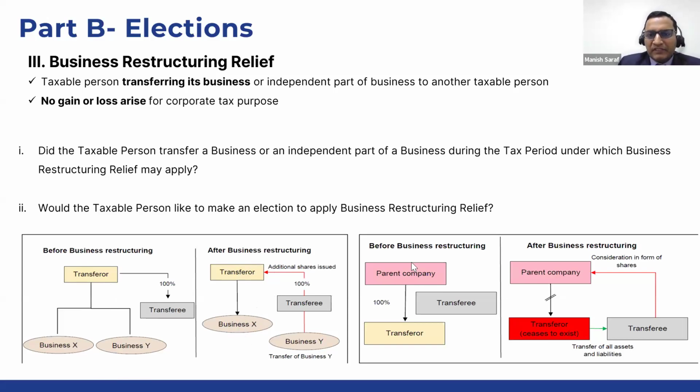Now, similarly, here someone has a parent company having company B, which is in the trading of goods. That is only one business. Now that same business is completely transferred to someone else. So they can also opt for business restructuring relief, provided they meet the condition that in the next 2 years, they are not disposing of anything on this.